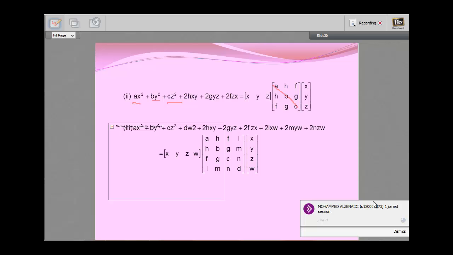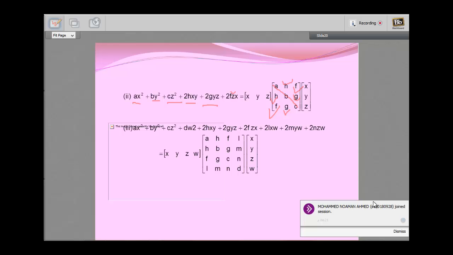After that we have 2hxy. So we will write h here on the left and on the right. And the next one will be 2gxz. So g will be written here and here. And similarly 2fyz. So we write f here and f here. In this way we will write the whole matrix.